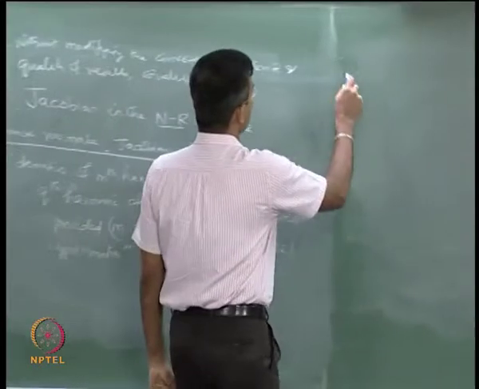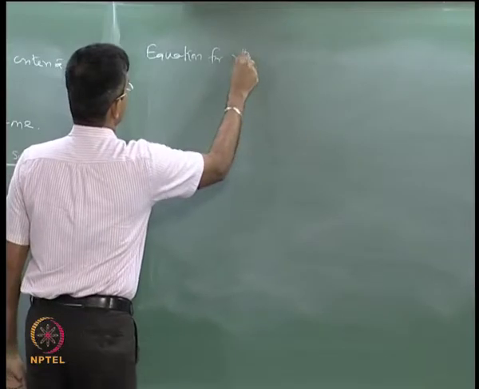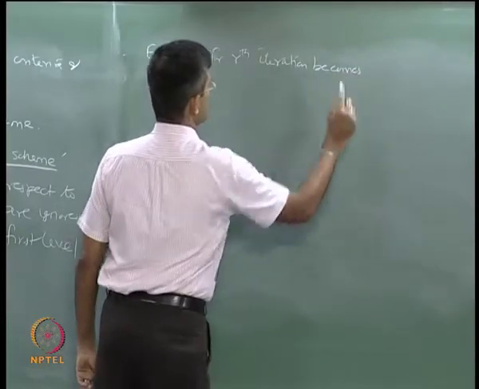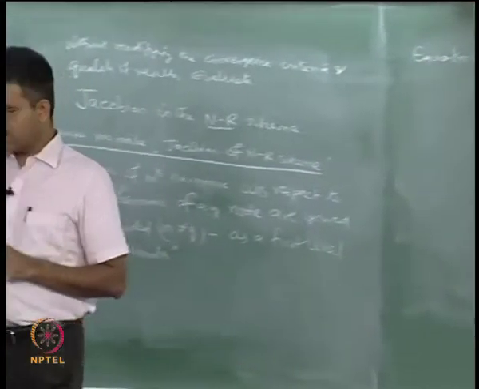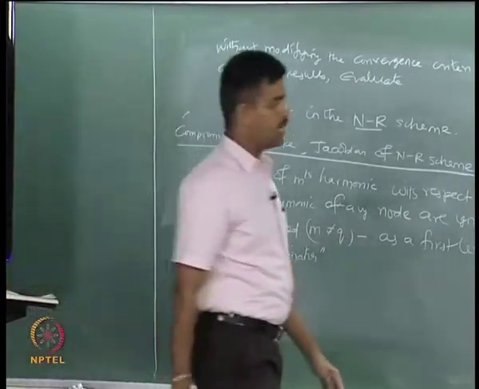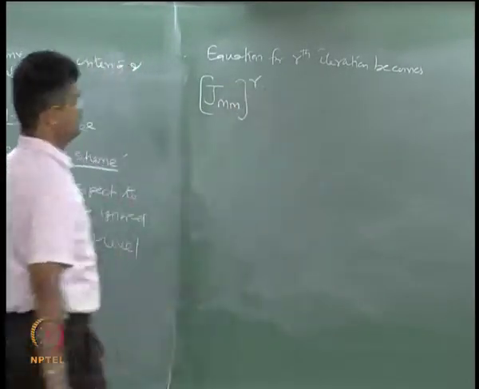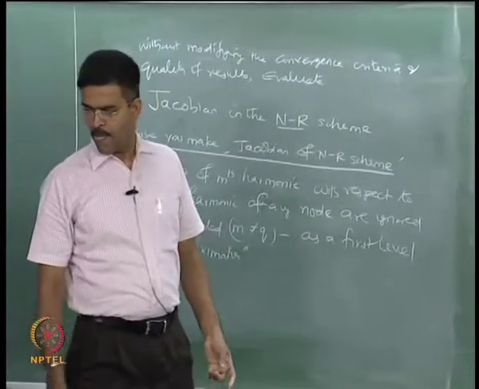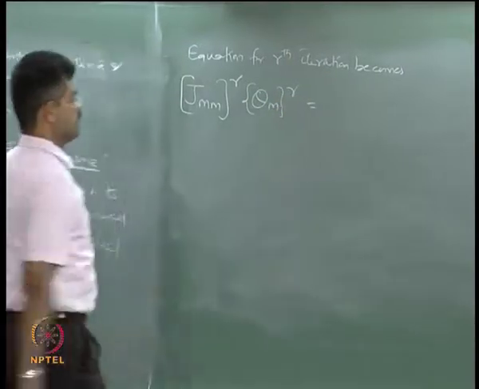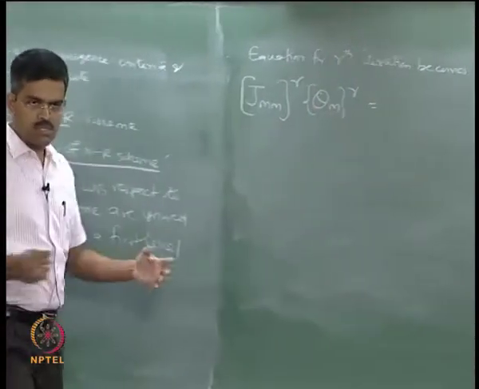Therefore, the equation for the rth iteration becomes, now I want to have the governing equation for the iteration scheme, where I will now use the Jacobians, where Jm of r, that is a Jacobian, times theta m of r is equal to, these are all r, they are not mu, okay, rth iteration, some iteration in the scheme.